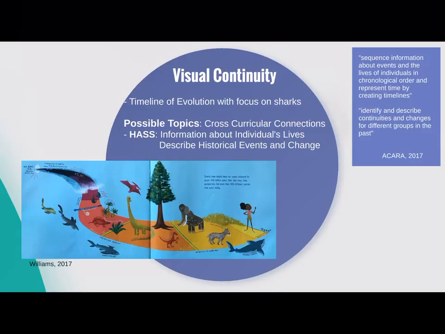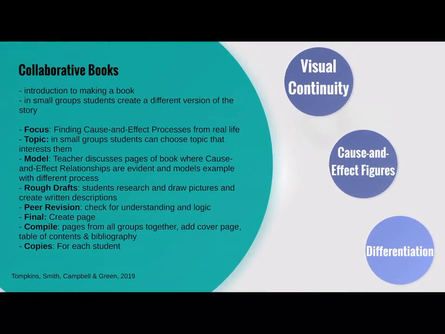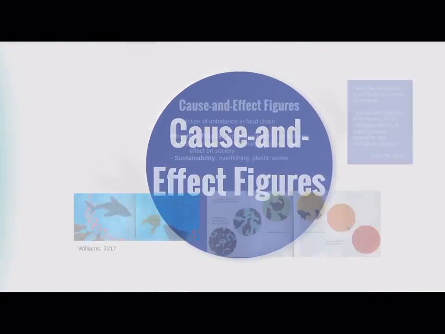The Australian curriculum for grade 6 in HASS requires students to sequence information about events and the lives of individuals in chronological order and represent time by creating timelines. This ties in beautifully with creating a collaborative book using visual continuities, giving the students a foundation for possible topics they can depict. The other visualization of relations are cause and effect figures.